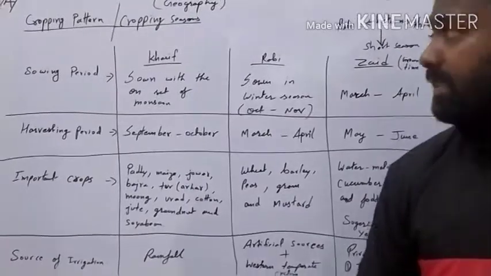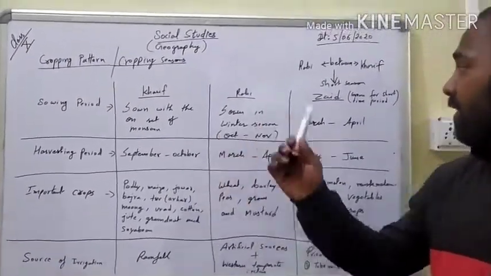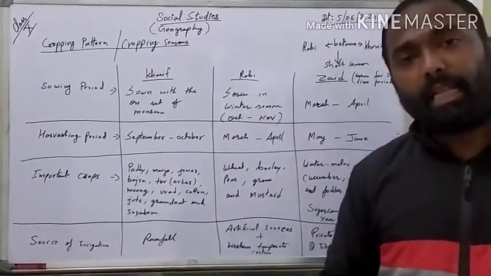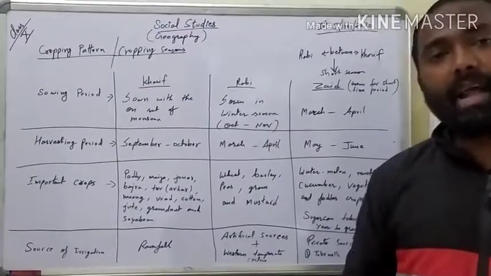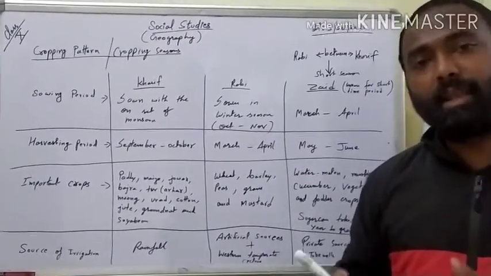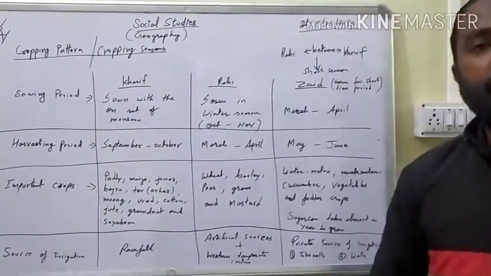Now I have completed the cropping pattern, or cropping seasons, of India, that is Kharif, Rabi and Zaid. And in the coming session we will be studying the major crops, that is rice, wheat, millets, etc., in detail. Now I would like to end the session here.